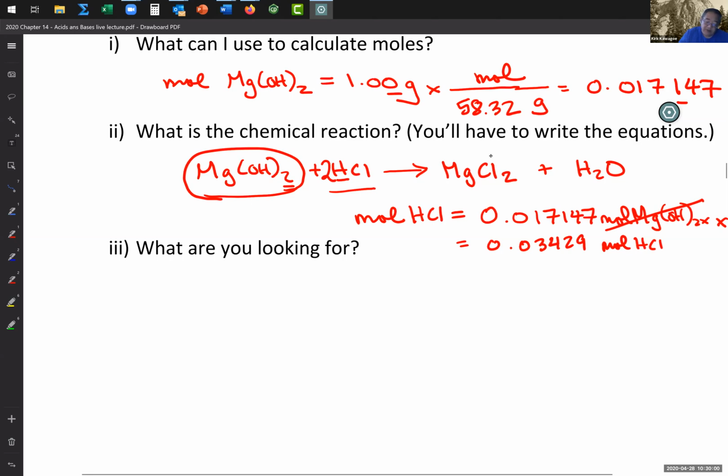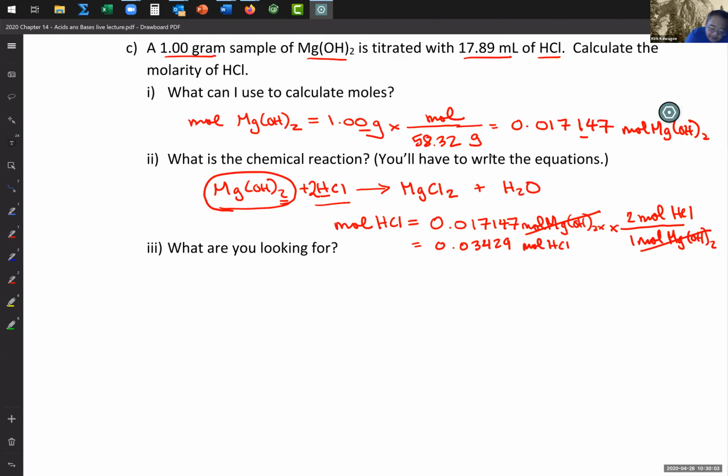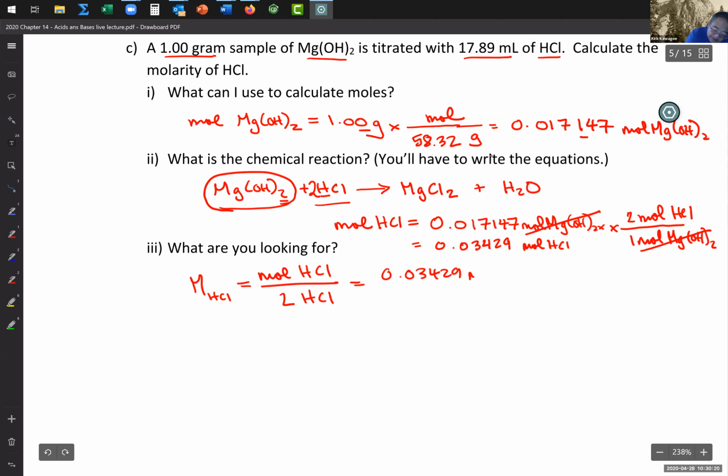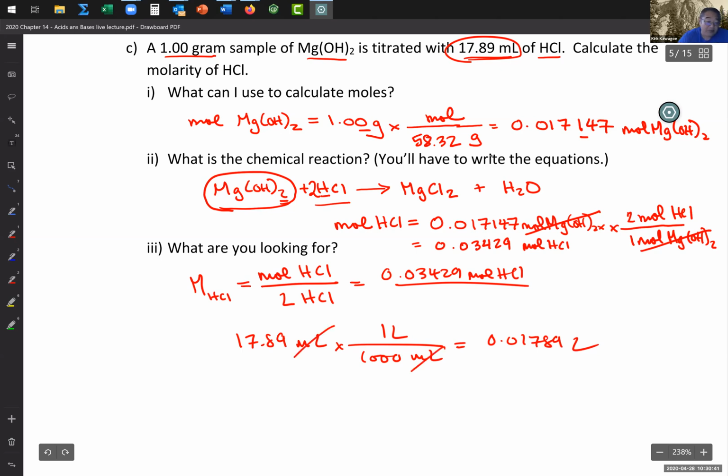And what were we looking for? We're looking for molarity of HCl. So we have molarity of HCl. That's moles of HCl per liter of HCl. Now I already have the moles. That's 0.03429 moles of HCl. And the volume is this. 17.89 milliliters. If you do the conversion of 1,000 milliliters to 1 liter, then you end up with 0.01789 liters. So I just basically shifted it 3 places.